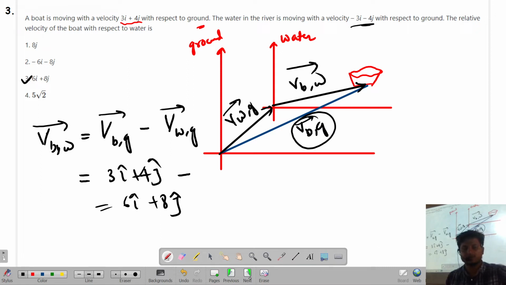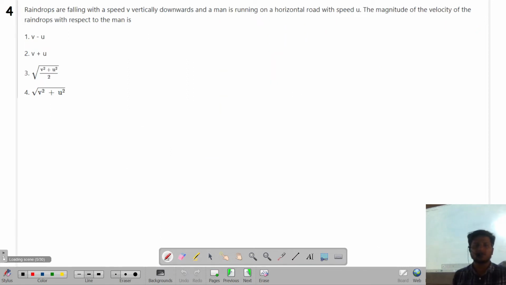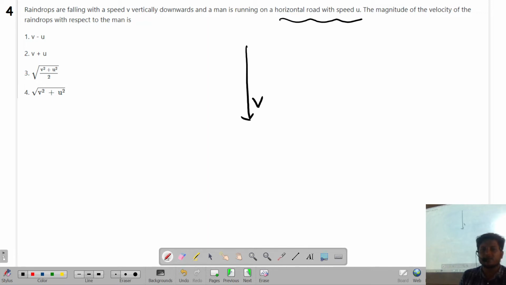Okay, I'm just moving ahead. Question number 4. I think it is question number 5 in your booklet. Now look over here. What is it saying? A raindrop is falling vertically downwards. The man is also running with horizontal speed. Same question: raindrop velocity v.